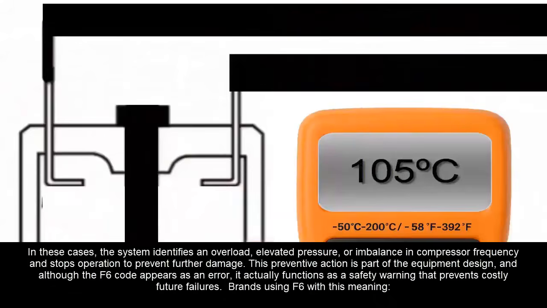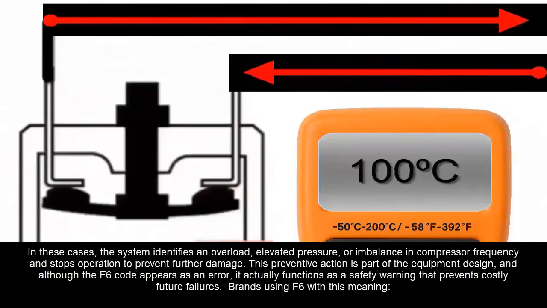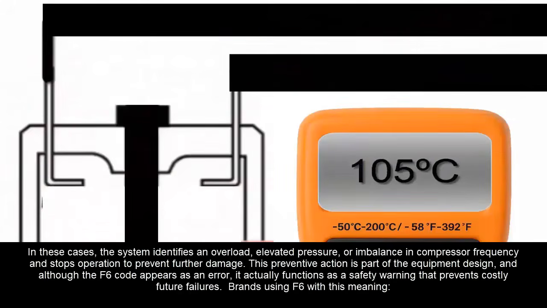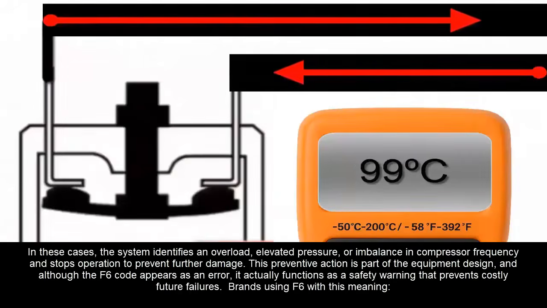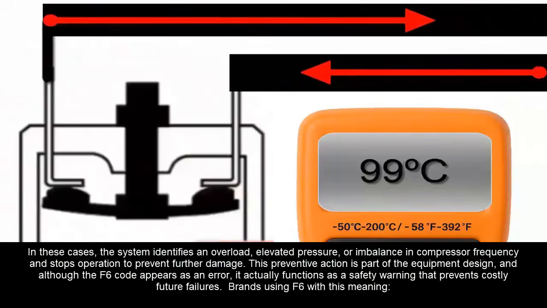In these cases, the system identifies an overload, high pressure, or imbalance in compressor frequency and stops operation to prevent further damage. This preventive action is part of the equipment design, and although the F6 code appears as an error, it actually functions as a safety warning that prevents costly future failures.